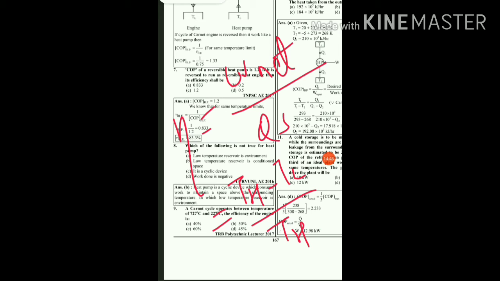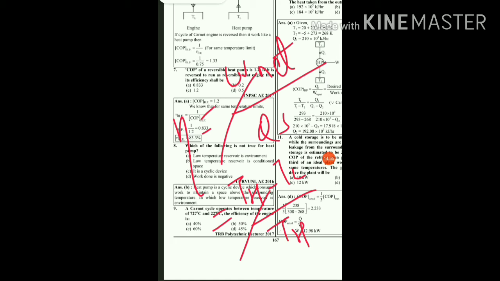Then next question: a Carnot cycle operates between temperatures of 727 degrees Celsius and 227 degrees Celsius. The efficiency of the engine is? For a Carnot engine, the efficiency is nothing but W net or work done upon heat supplied, or it can be written as TH minus TL upon TH, as it is a reversible cycle. So these two values will be the same. Here they ask about the efficiency.